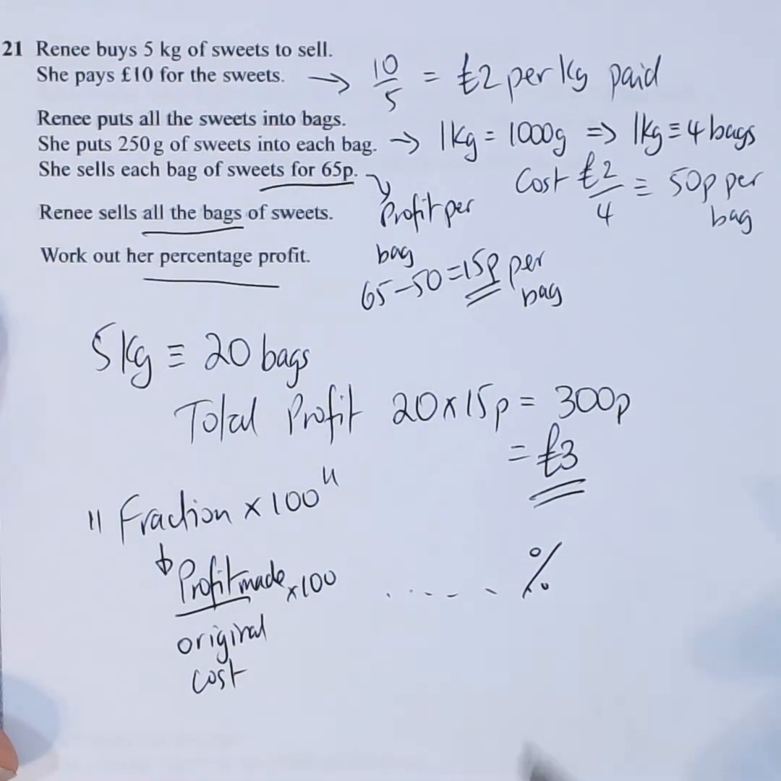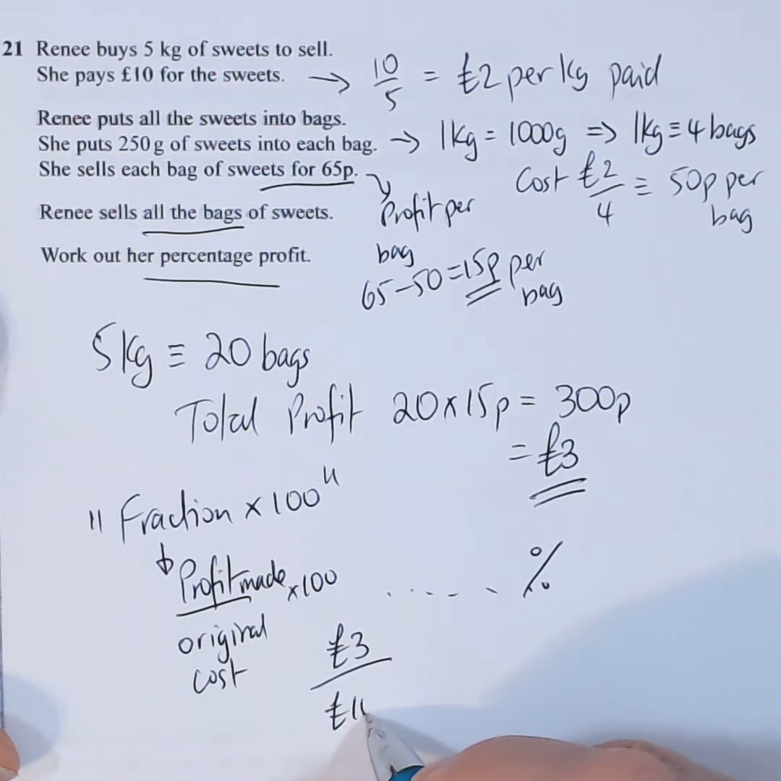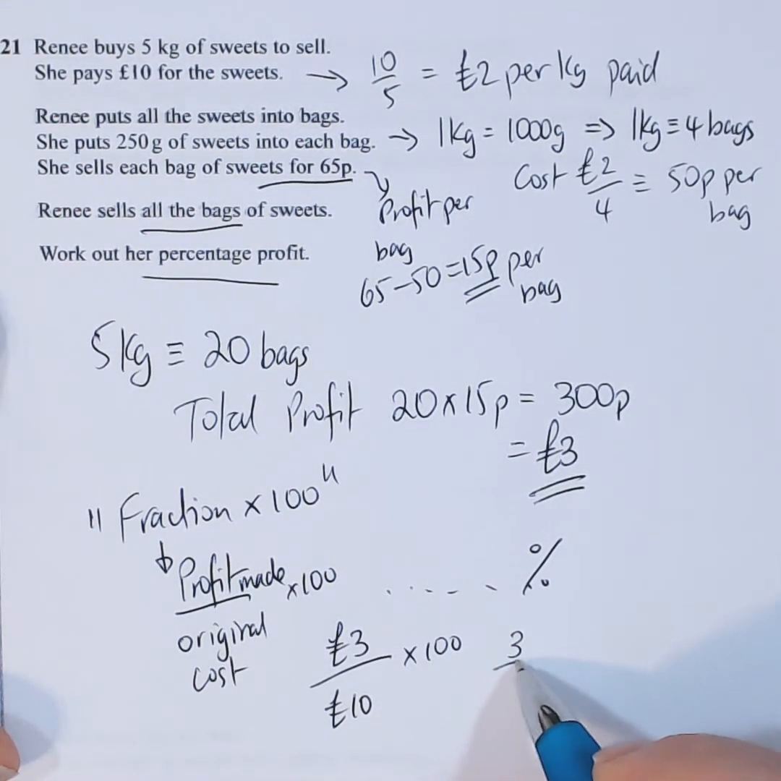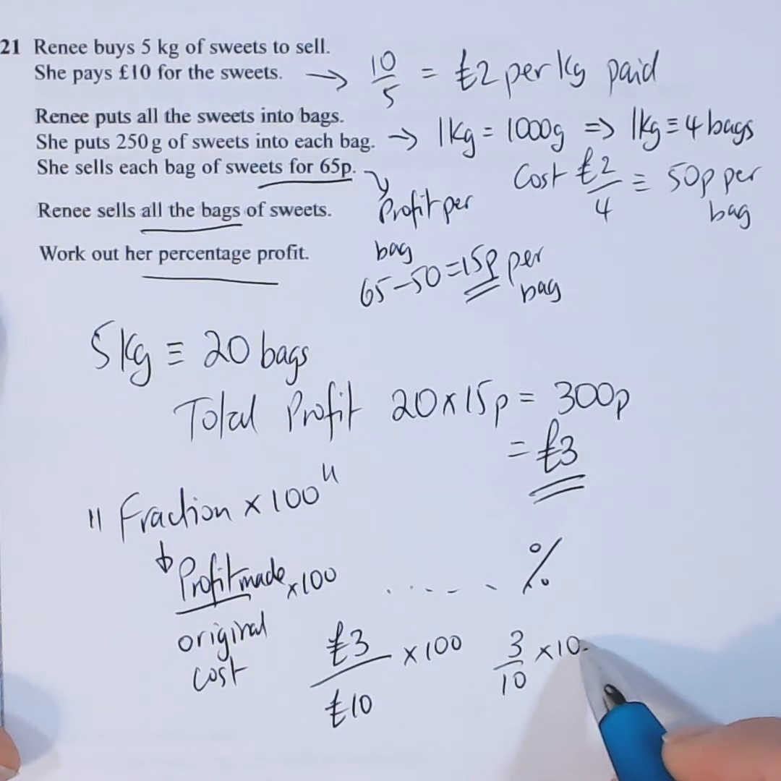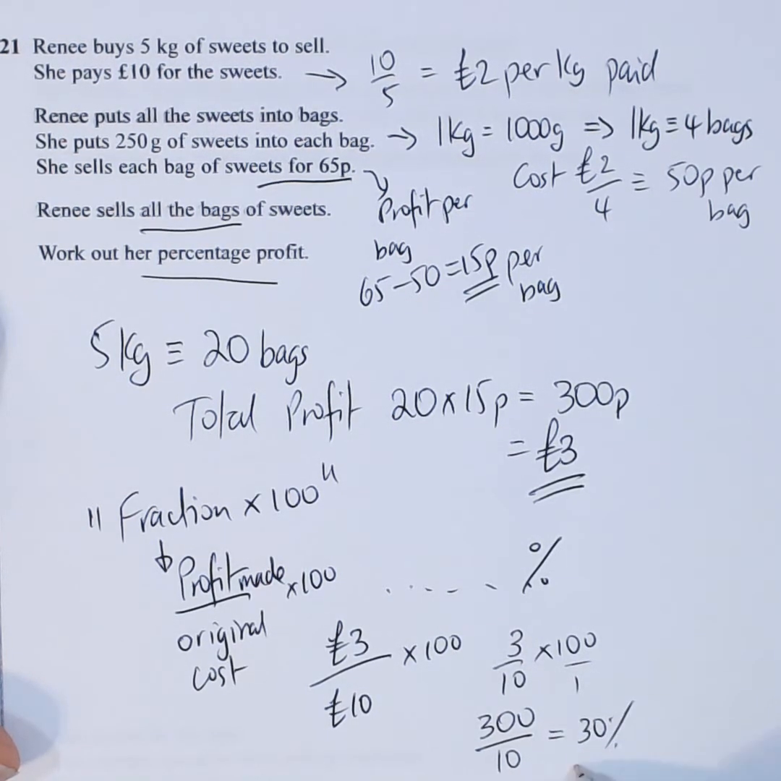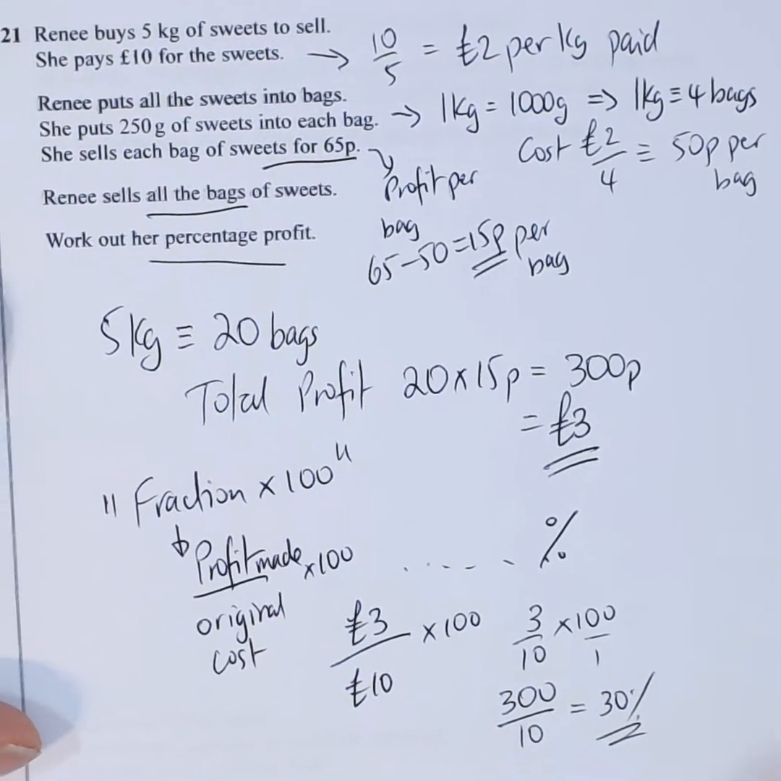Alright, so we saw that the profit made was £3. The original cost was £10, and we're timesing by 100. So literally what we've got here is 3/10 times 100. So we've got 300, because 100 is like 100 over 1. So we've got 300 over 10, which is 30%. Okay, so that's one way to do it.